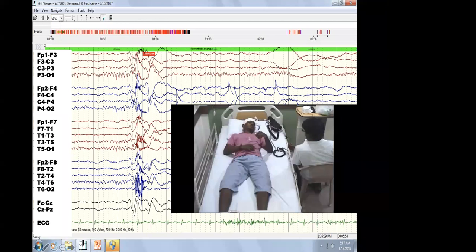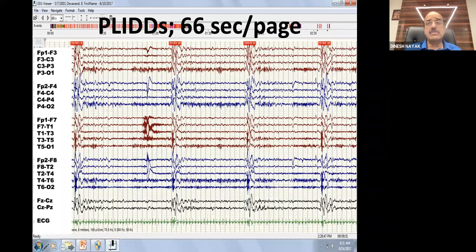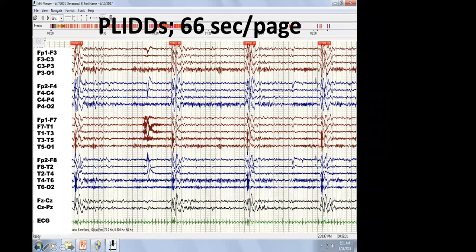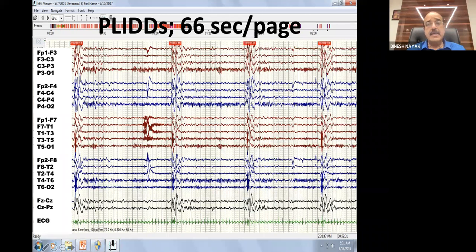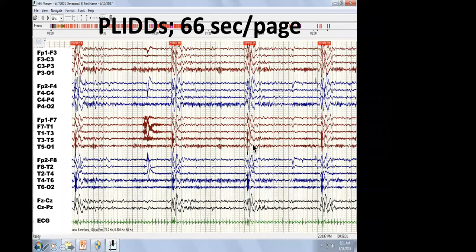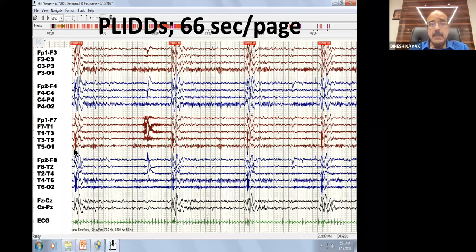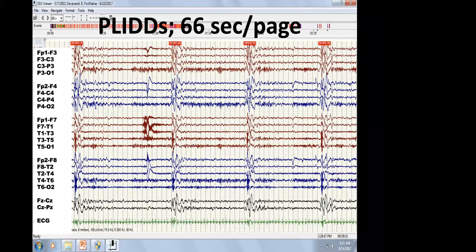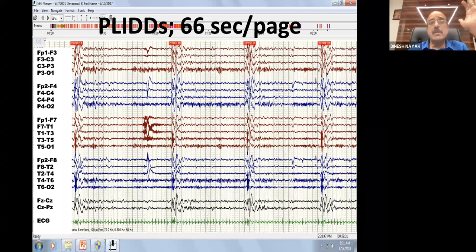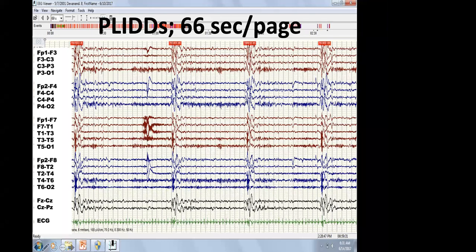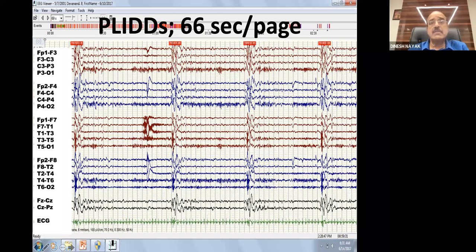I'm compressing from 12 seconds per page. I made it 66 seconds per page. That means 1 minute of the EEG is there in this one page. Then suddenly I'll find that there is a periodicity. So what appeared to be random and intermittently coming, these bursts, they actually have a periodicity. And this is called a periodic long interval diffuse discharge.